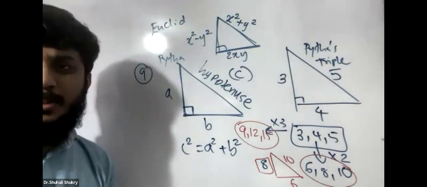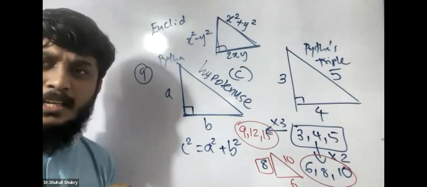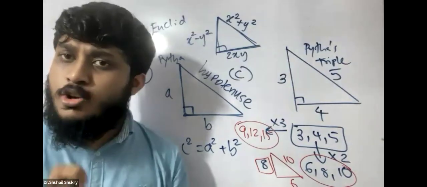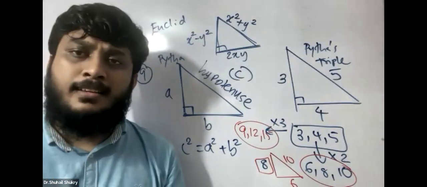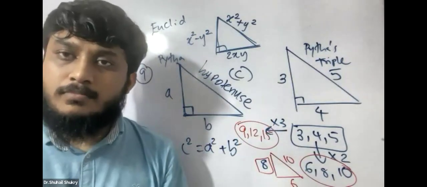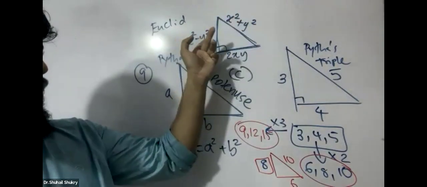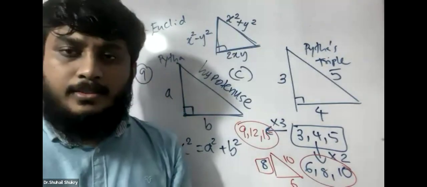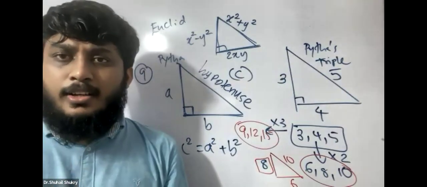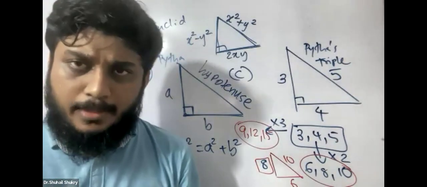Euclid parametric equations, no need to bother much about that. Just know these three connections between the three sides. They haven't asked even a single question from Euclid parametric equations so far in the maths exam. They can only ask the connection between these three sides: x squared plus y squared, x squared minus y squared, and 2xy.